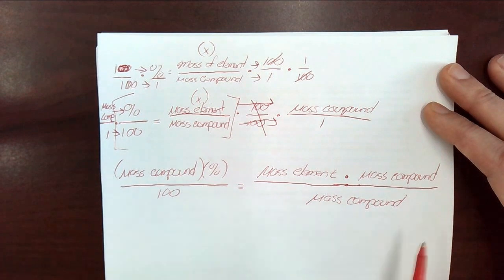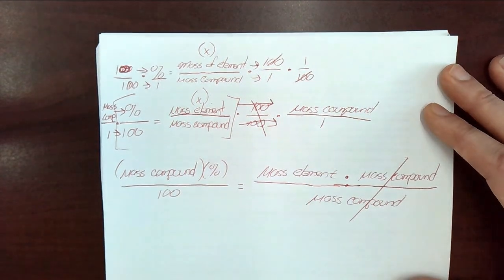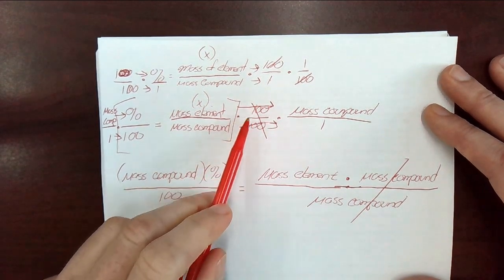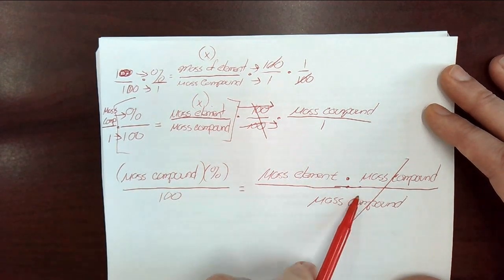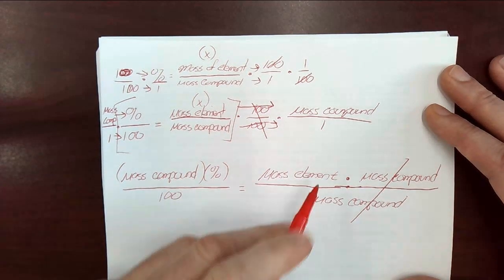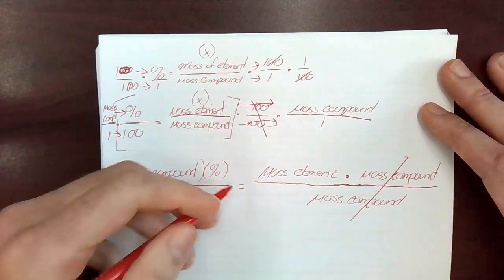Okay, so there again, mass of compound divided by mass of compound just cancels out. It's the same thing. So just like 100 divided by 100, these two are both the same thing. These two are both the same, so it cancels out. Now I have the mass of the element by itself.